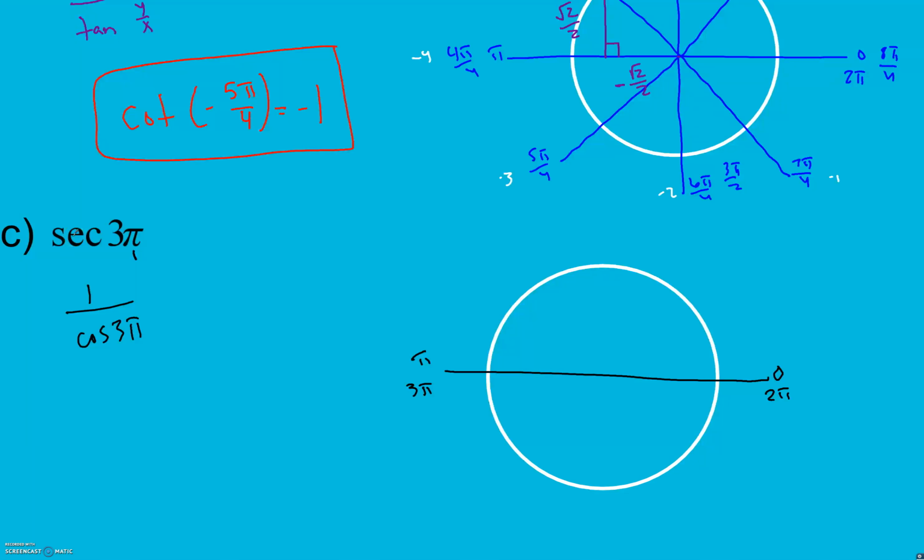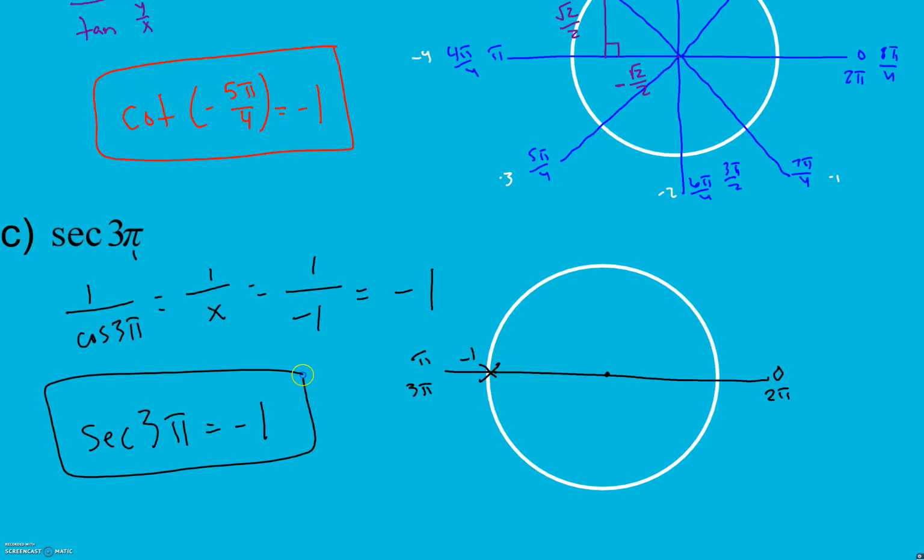Secant is 1 over cosine. Secant is the reciprocal of cosine. Cosine is x. So right now, I'm going to have 1 over x at 3 pi. So my x value here is -1. So I get 1 over -1, which is just -1. So secant of 3 pi is -1.